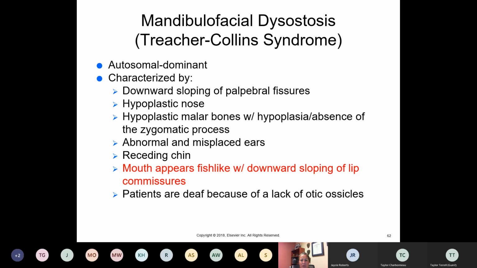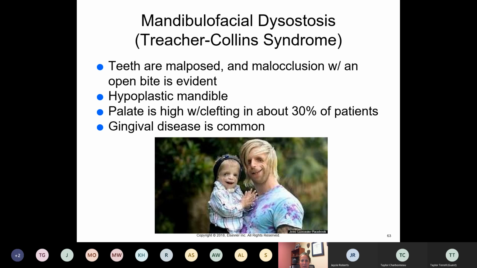And many times these patients are deaf due to a lack of their inner ear bones, or otic ossicles. And this is a gentleman that exhibits this, and this little boy he's holding also does.